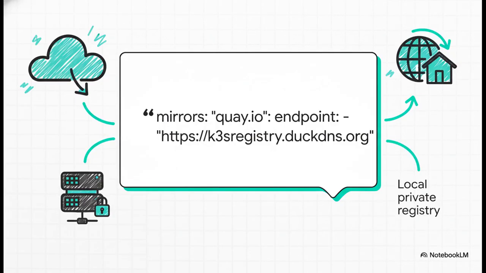The answer is actually pretty clever, and it's all in this one little configuration file, registries.yaml. You can think of this file as the system's new address book. We're basically telling it, hey, anytime you see a request for software from that public website, quay.io, I want you to redirect that request and look for it here in our local private warehouse. It's a simple little text file, but it's a powerful redirect that makes this whole thing possible.